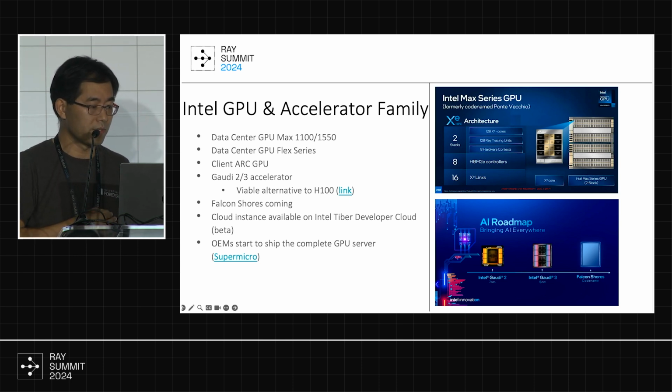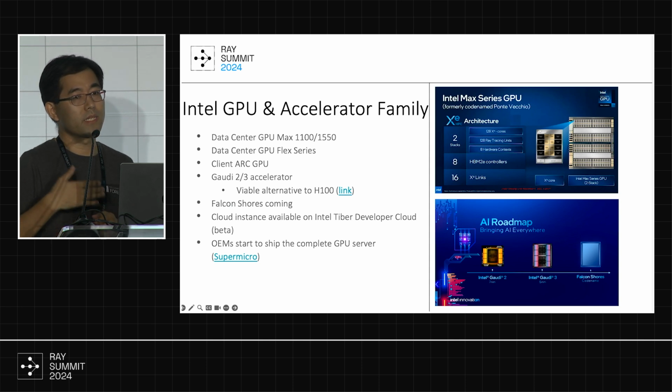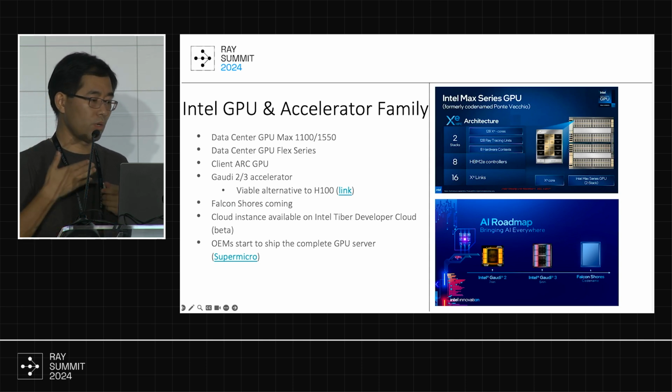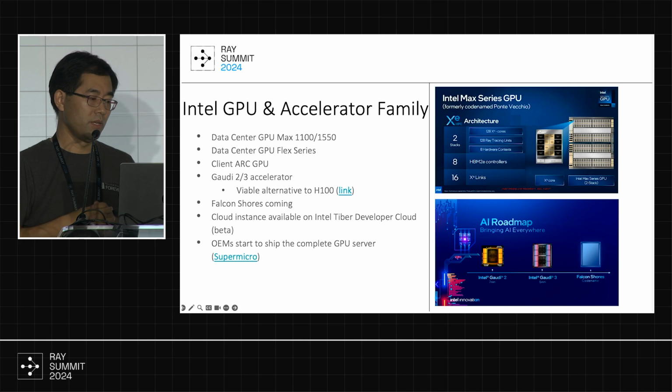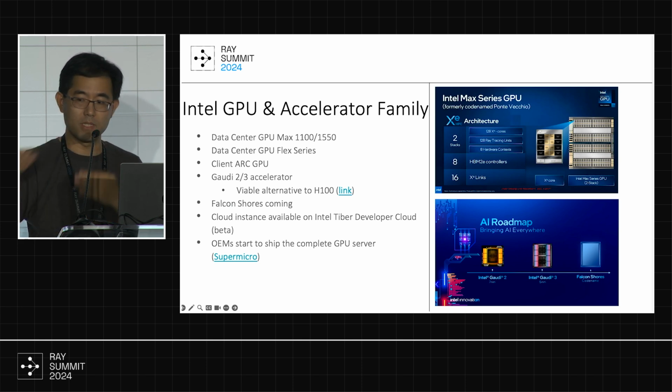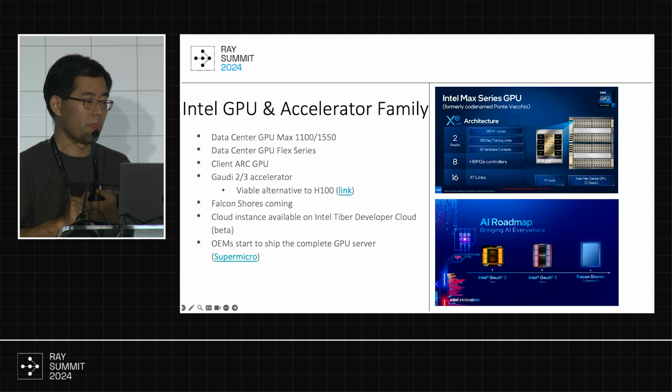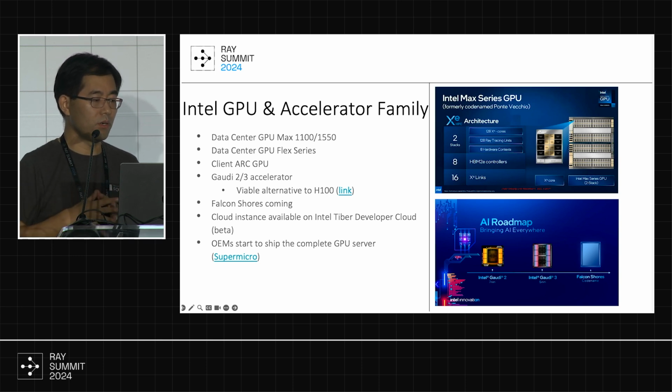3 nanometers. With Gaudi 3, it can deliver 20% more AI throughput compared to H100, right? And it can also deliver 2x in terms of performance per watt, so from a TCO perspective, it is a viable alternative to the H100.